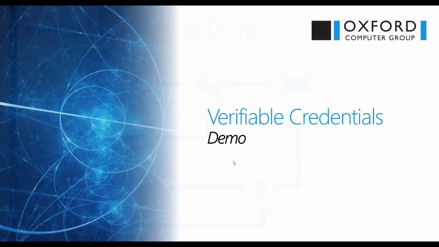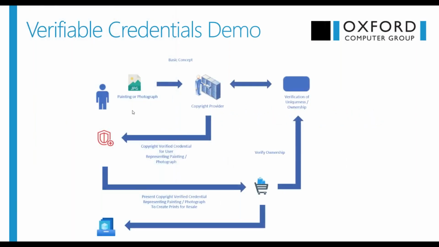So I'm going to show a little bit of the background. Basically, this is what I just explained. You have a painting or photograph that you want to have copyrighted. So you take it to the copyright provider, and they do some back-end verification. Now, I don't do this in my demo application. I basically have just assumed that that's done. But once it's verified, they'll give you a verified credential that represents that image. And then what you can do with that verified credential is go to a printmaker. They're going to verify the ownership of that verifiable credential, and then you can go ahead and have your print made.